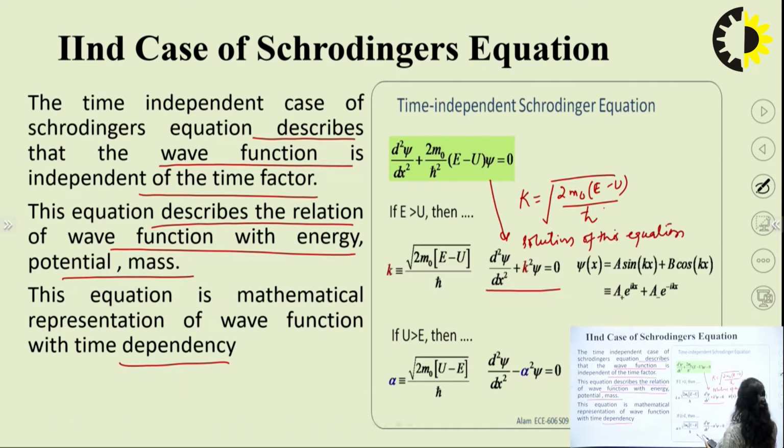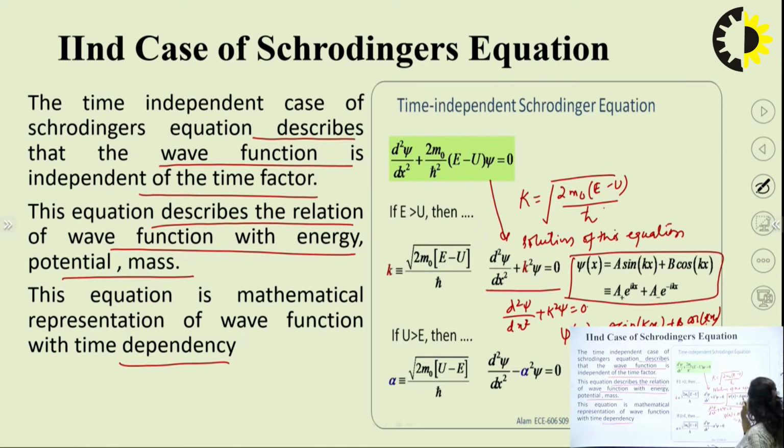So we have the solution in the form of del square psi upon del x square plus k square psi equals 0. Here we can easily find the solution in the form of sin and cos. So psi(x) equals A sin kx plus B cos kx, or we can write it as A plus e to the power i kx plus A minus e to the power minus i kx. This is written here in the form of the wave function.